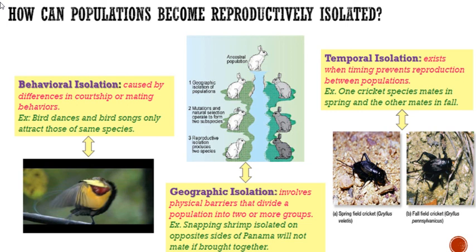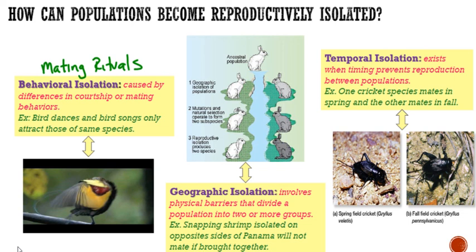Now, we have three types of isolation. You have what's called behavior isolation, where this might be mating rituals, where if birds, for instance, don't follow the correct courtship or mating ritual, then they will not breed. Well, if the two populations became separate enough that their behavior changes, that will prevent one population from potentially breeding with the other, since the ritual might have been created over time.